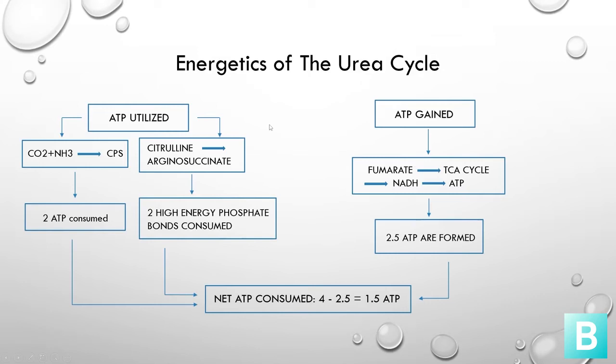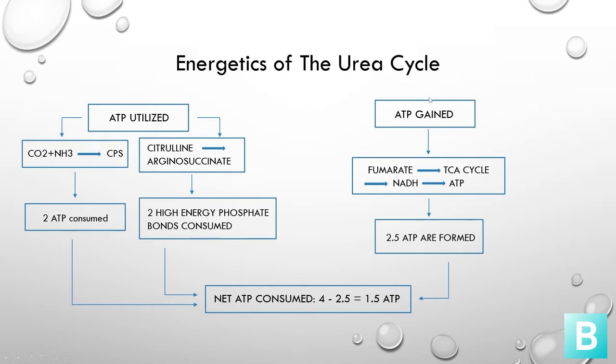Coming to the energetics of the urea cycle, I'll divide it into two parts. First, ATP utilized. There are two reactions in which ATP is utilized in urea cycle. Reaction 1, that is conversion of CO2 and ammonia into carbamoyl phosphate. In this reaction, there are two molecules of ATP consumed. Third reaction, conversion of citrulline into arginosuccinate. In this reaction, there is utilization of two high energy phosphate bonds. So, in total, there are 4 ATP consumed.